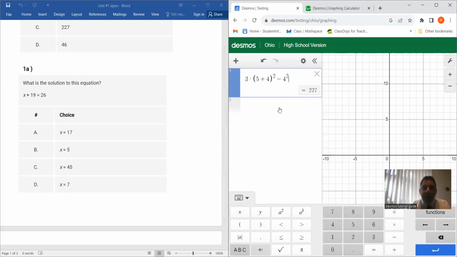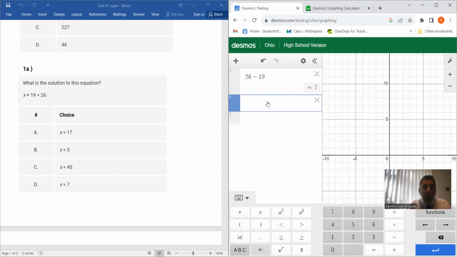The last thing that Desmos is going to help you with is solving equations. Now, what they're trying to show you here is inverse operations. To get x by itself, the opposite of adding 19 would be subtracting 19 from both sides. And obviously, if you just put the number in there, even though it's a graphing calculator, it'll still do basic calculations for you and get you the answer of 7.